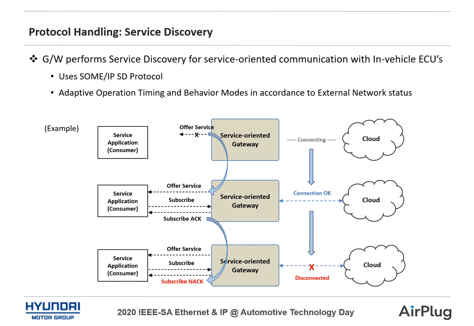For example, even after service-oriented gateway is started, it might delay offering services until the server is connected. Detailed behavior might also be different. For example, when the server connection is disconnected, then the gateway might respond with NACK to a subscription request message.